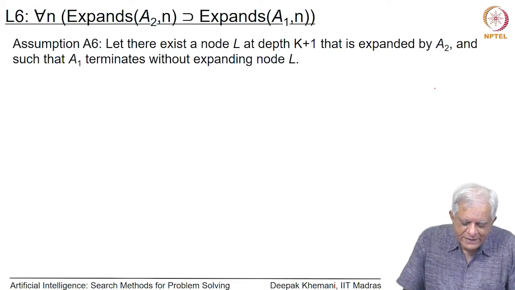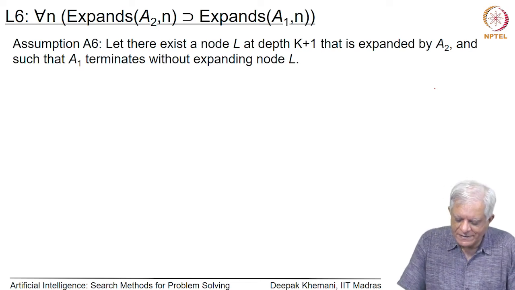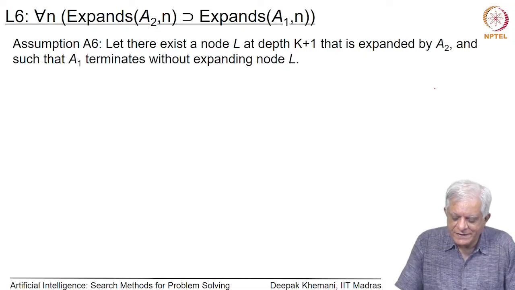So, we make an assumption: let there exist a node, which we will call L, at depth k plus 1, that is expanded by A2 such that A1 terminates without expanding node L. Now, the first observation to make is that L should exist on the open list of A2.